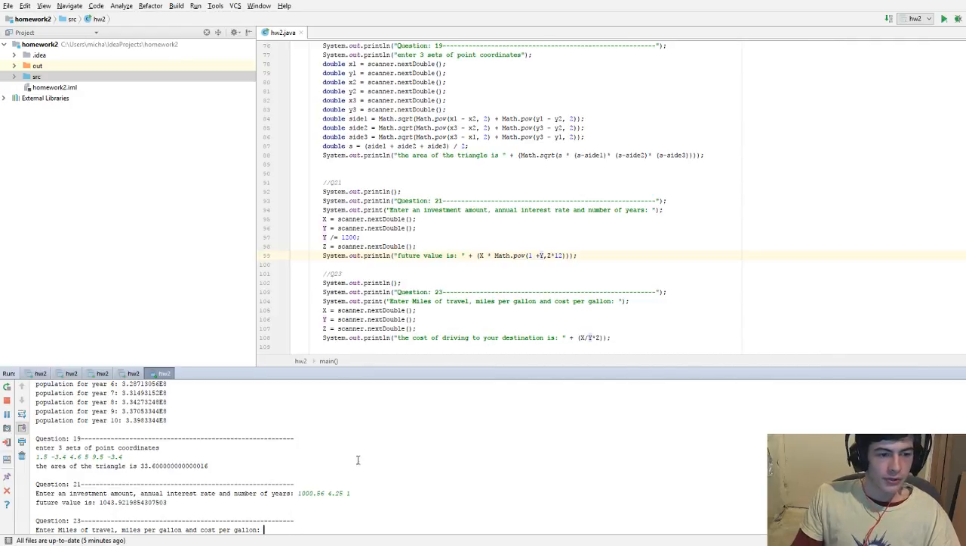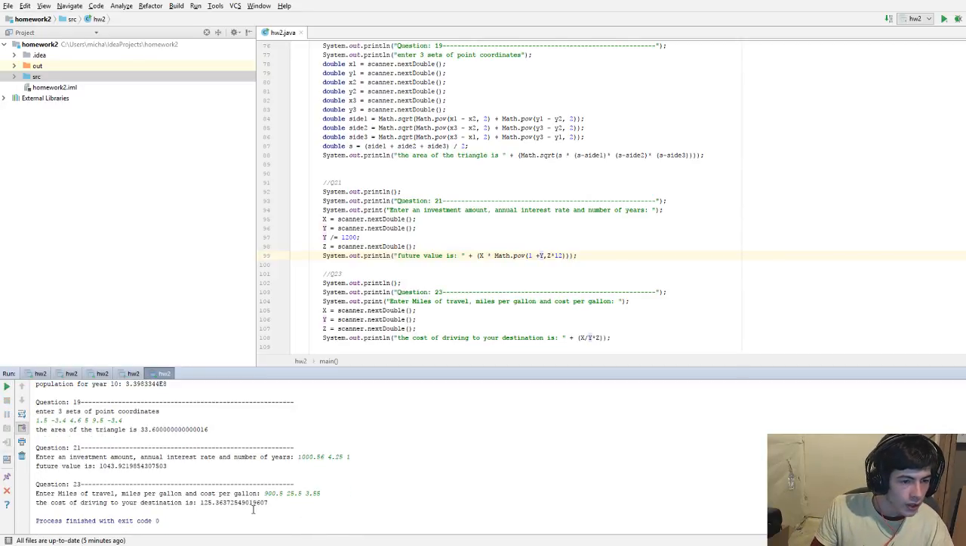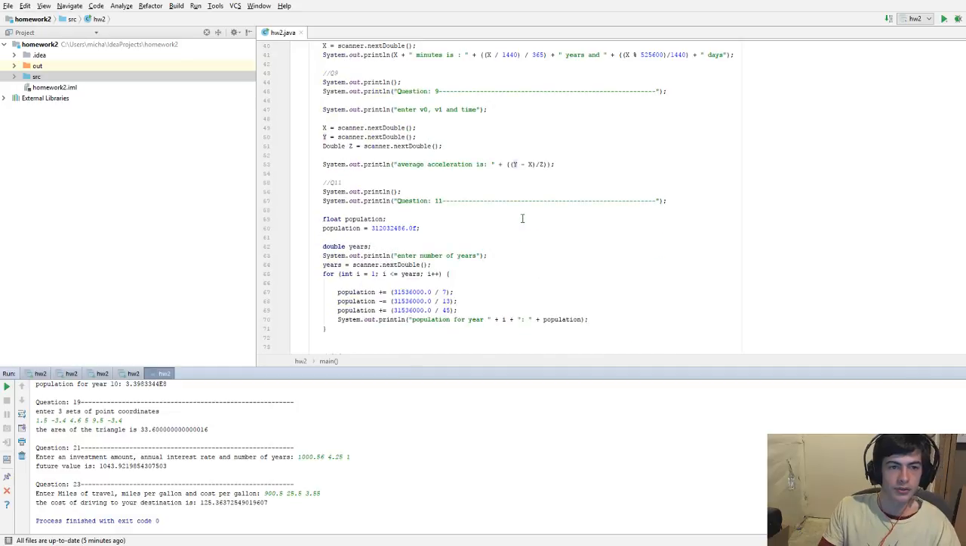And then we have miles of travel, miles per gallon, and the cost per gallon, just the cost of traveling problem, question 23. Our final problem, we have 900.5 as our given answer. We have 25, 3.5, we have 3.55, and there we go, we have the same answer right there, and that is the end of my demonstration.